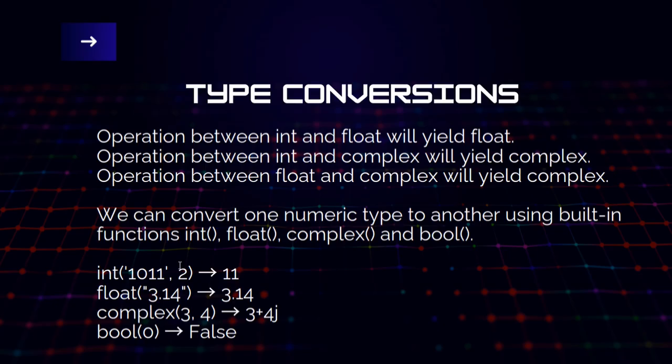For example, this is a numeric string and this is the base which is being converted to integer. Hence, the output of this is 11. And here, this numeric string is being converted to float. The output is 3.14. And here, this is converted to complex. And the 0 value is being converted to bool, which gives the output false.